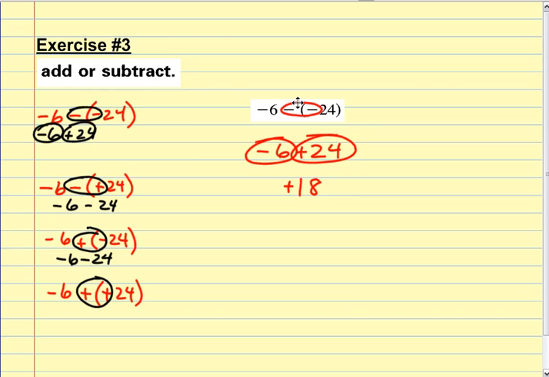But what about that one? Yeah, I don't need two pluses. Negative 6 plus 24. Okay? If they're the same, it's positive. If they're different, it simplifies to negative. Does that help? Beautiful. Let's look at the next example.